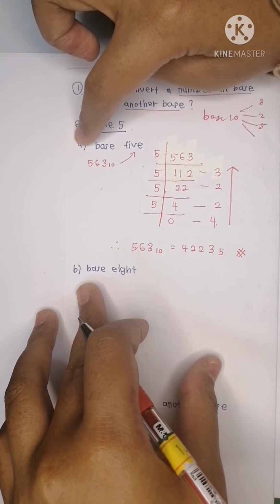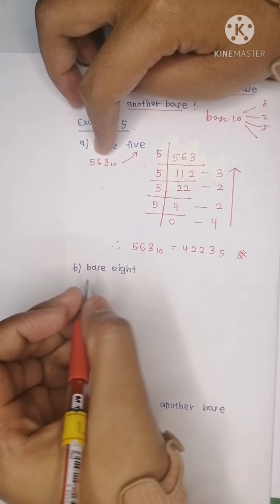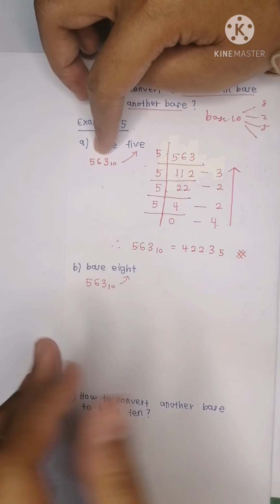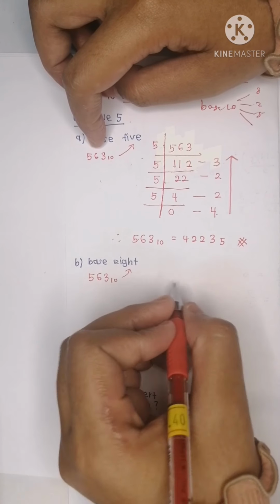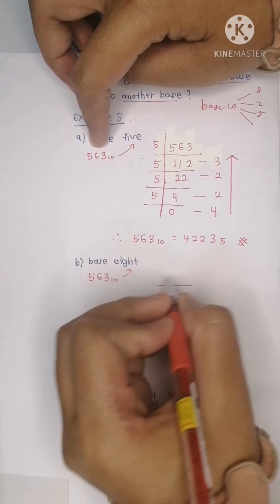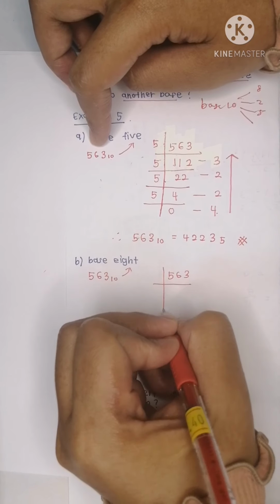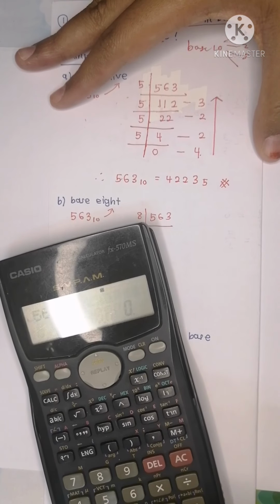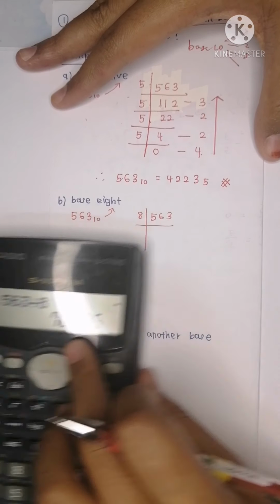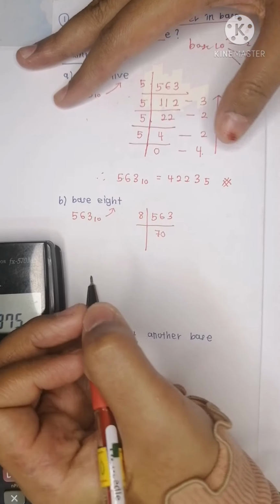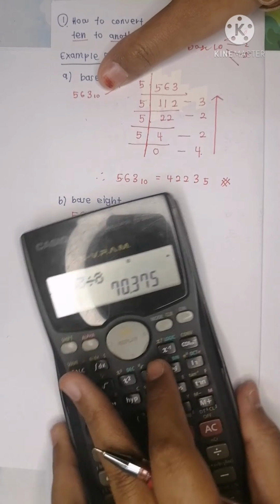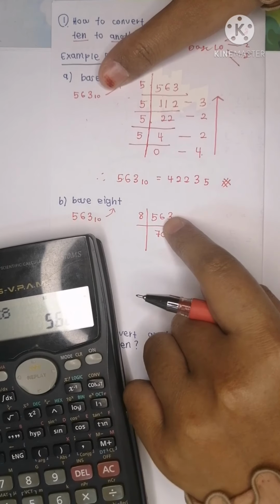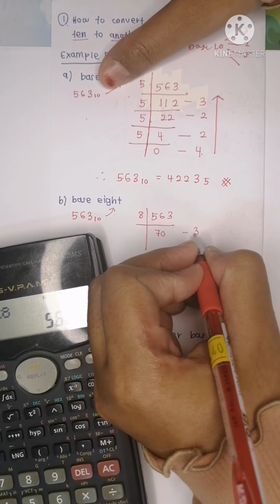Example 5a is done. For example 5b, it is still 563 base 10, converted into base 8. We apply the repeated division method until we get 0. 563 divided by 8 gives 70. Multiply 70 by 8 to get 560. From 563 to 560, the remainder is 3.